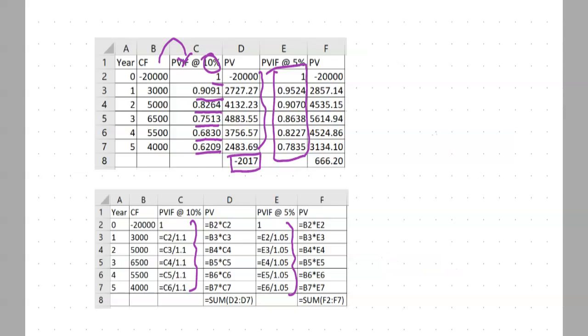When you multiply the cash flows with your present value interest factors, you will get the present value of the cash flows. So the NPV comes out 666.20. In case this first NPV had been positive, then you would have assumed a higher interest rate to discount the cash flows.